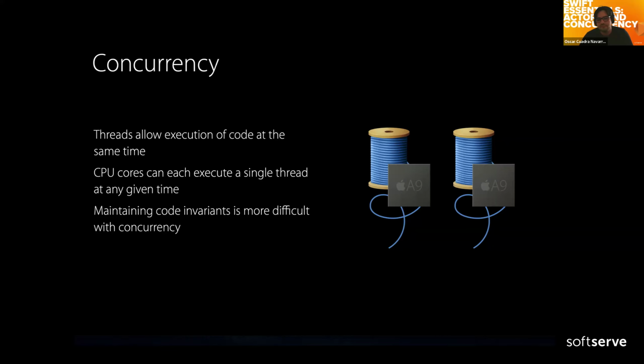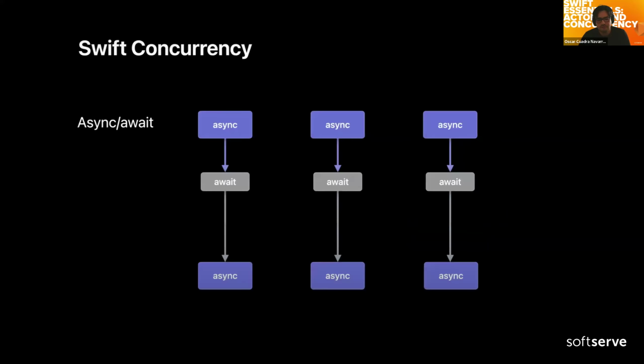CPU cores can each execute a single thread at any given time. So basically it can just run one task at a time. And maintaining code invariants is more difficult with concurrency. So this is a problem, because we have all these tools to work with concurrency, but we have this problem of how to manage data races.